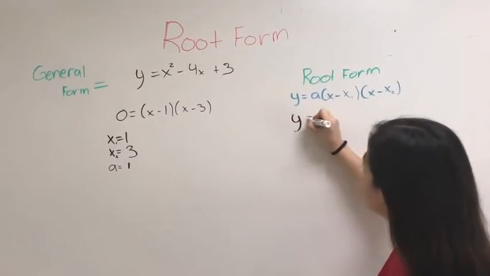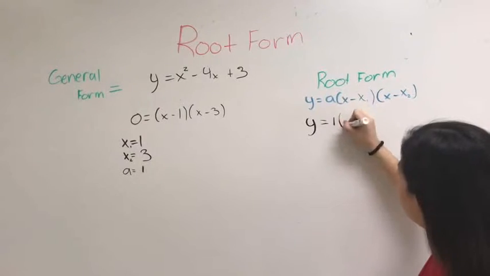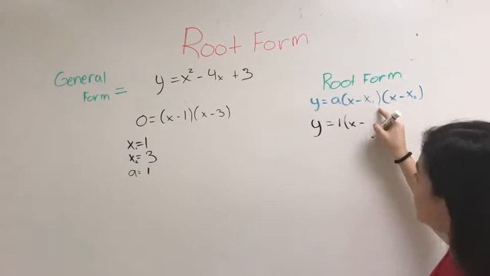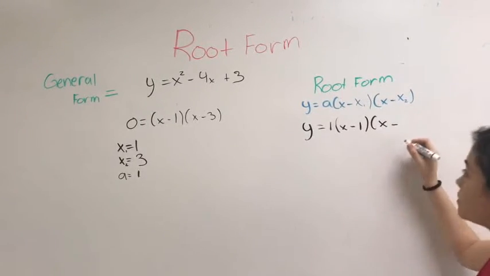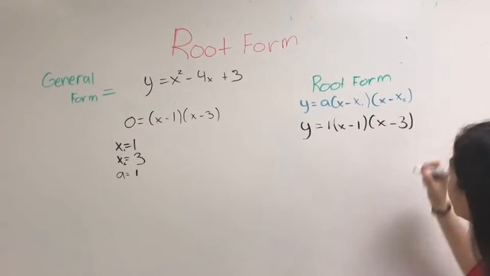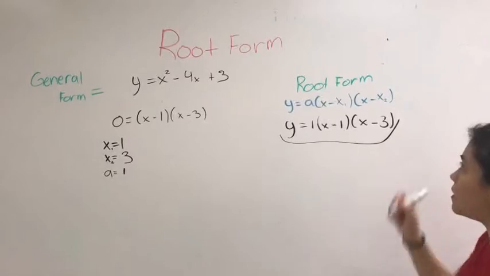So we have y is equal to 1, (x minus x1), where x1 is equal to 1, and x2 is equal to 3. And that's our final answer for the root form.